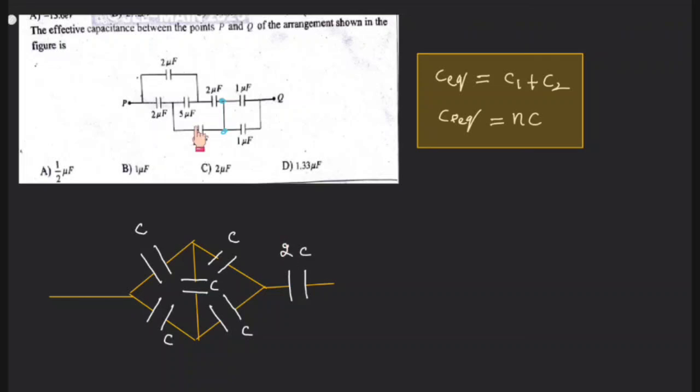Now have a look here. This is 2 microfarad and everything remains like a Wheatstone bridge. This is 2 microfarad, this is also 2 microfarad, this is also 2 microfarad, this is also 2 microfarad, and this is 5 microfarad. Now it seems like a balanced Wheatstone bridge, so therefore we can add these two and add these two.